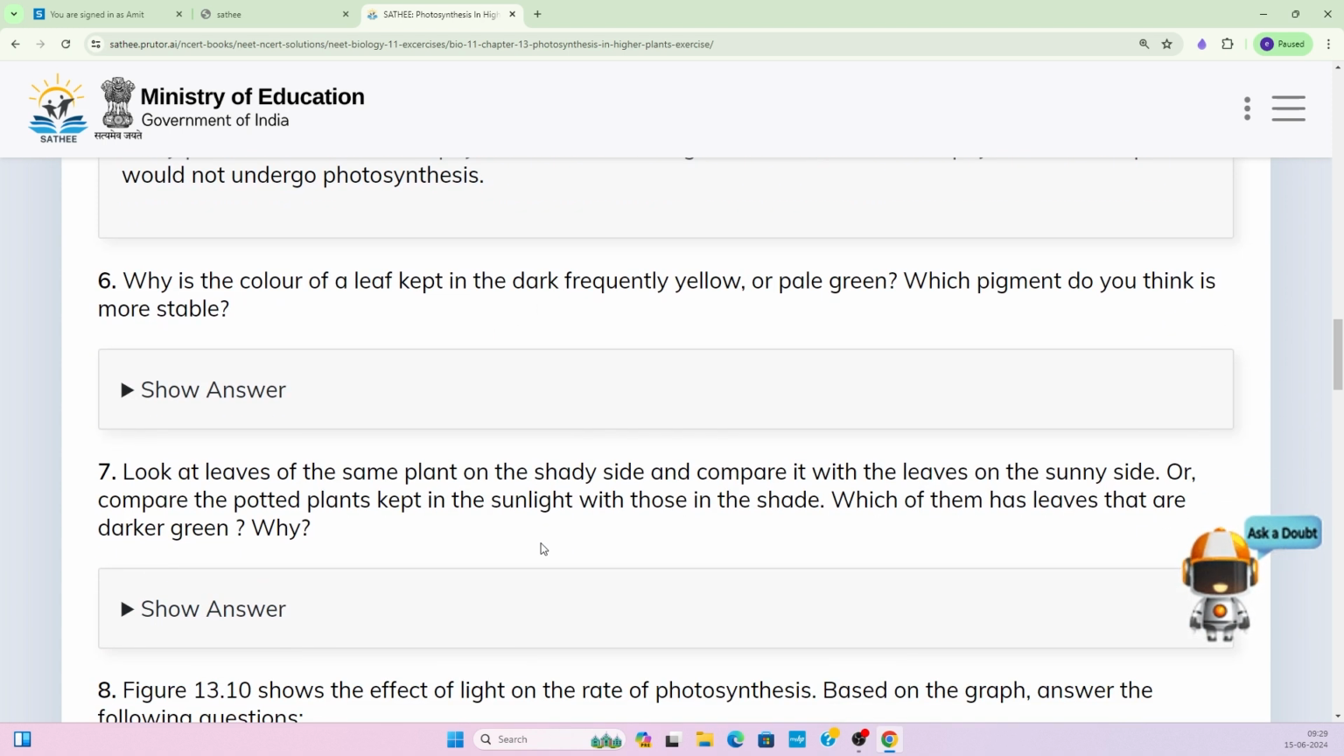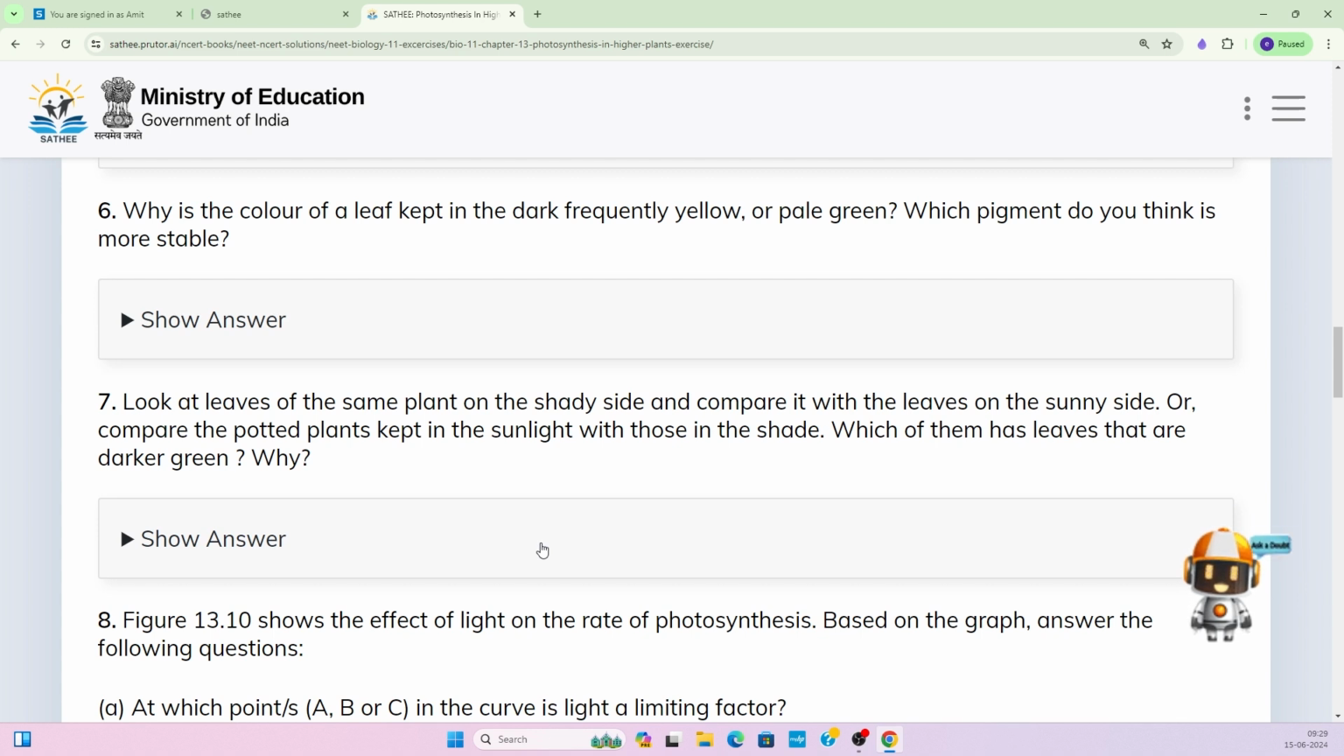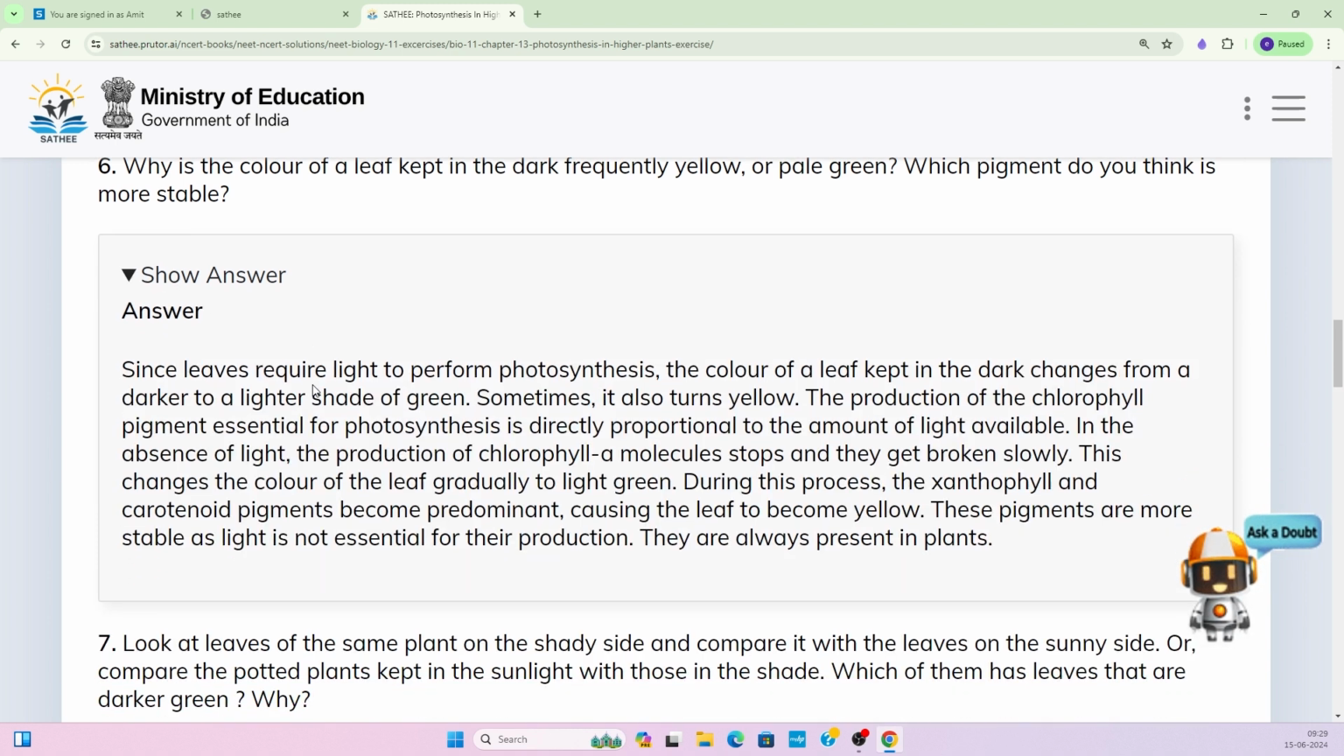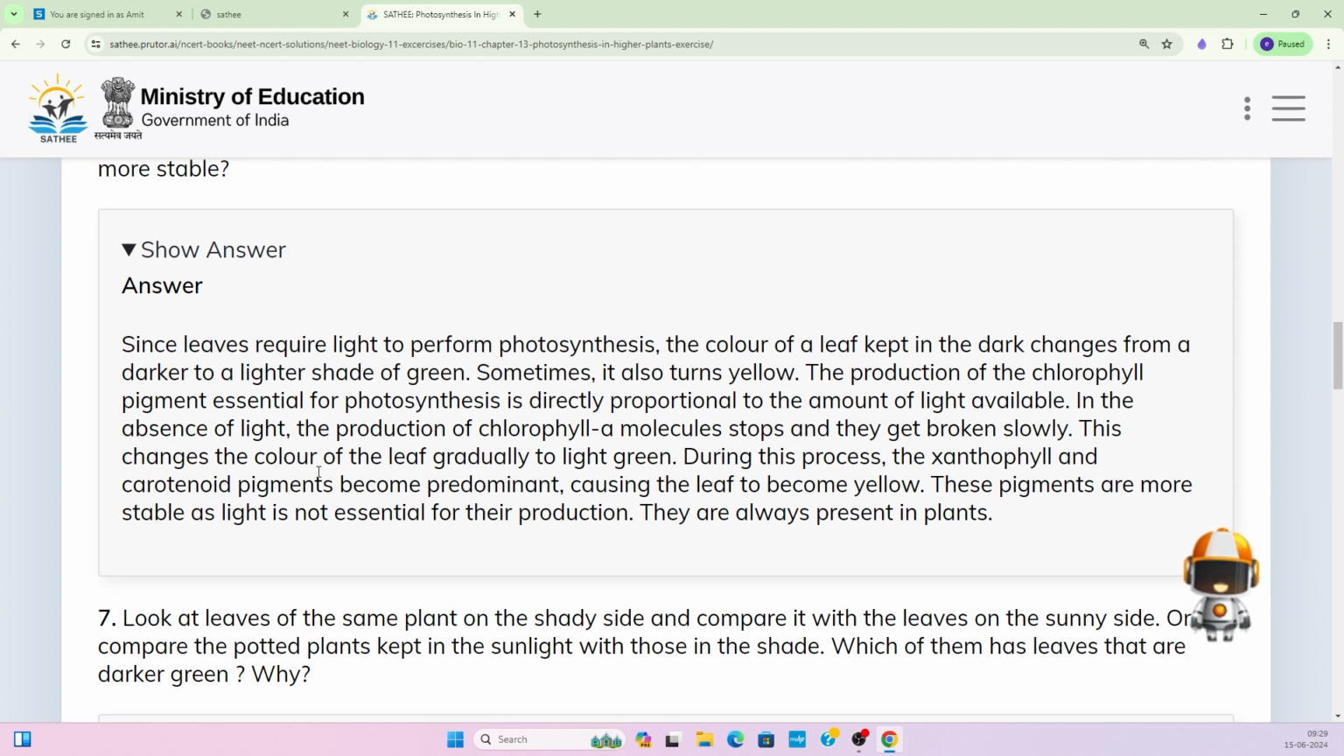Moving to our next question. Why is the color of a leaf kept in the dark frequently yellow or pale green? Which pigment do you think is more stable? Since leaves require light to perform photosynthesis, green leaves require light. The color of a leaf kept in the dark changes from a darker to a lighter shade of green.